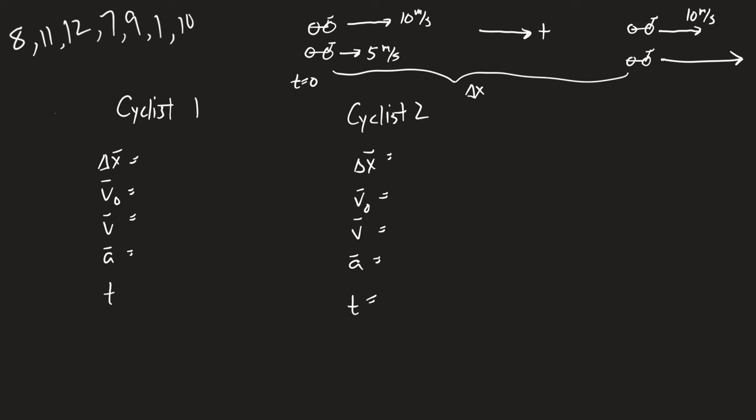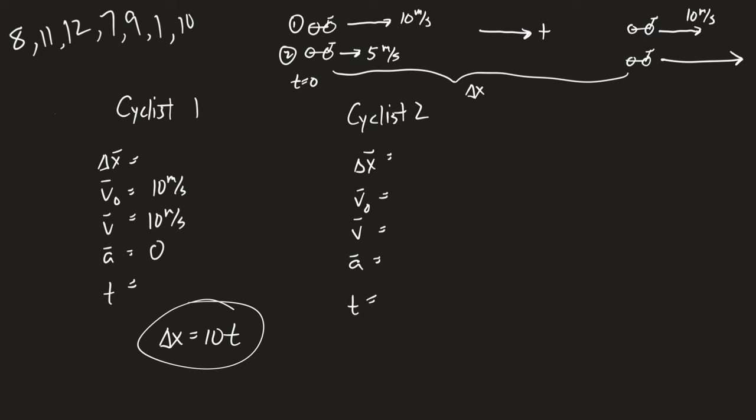We'll make this cyclist 1 and this one is cyclist 2. Cyclist 1 has an initial velocity of 10 meters per second and a final velocity of 10 meters per second, 0 acceleration. So we know the conditions of this cyclist. They're traveling at a constant speed. And that predicates that all we can do with this cyclist is say that. Nothing else we can say about that cyclist, because they're traveling at a constant speed.